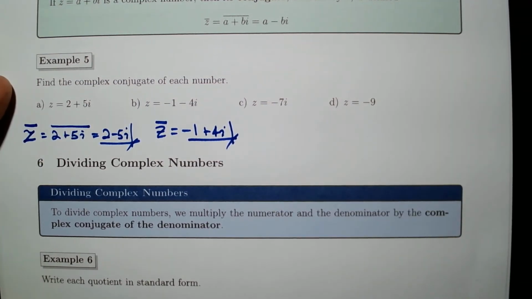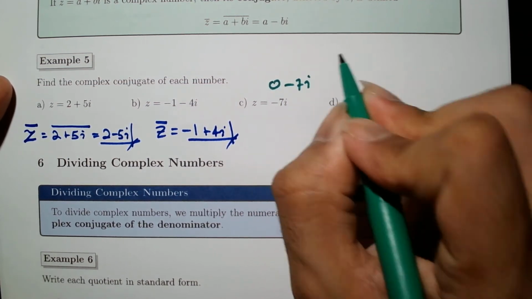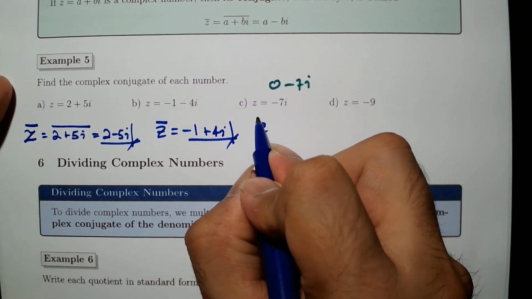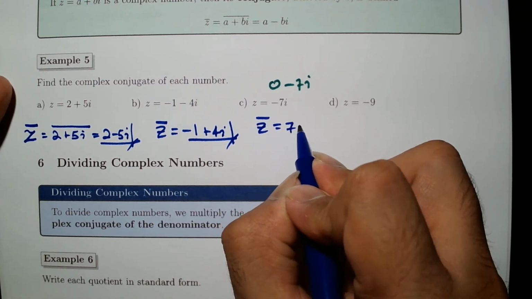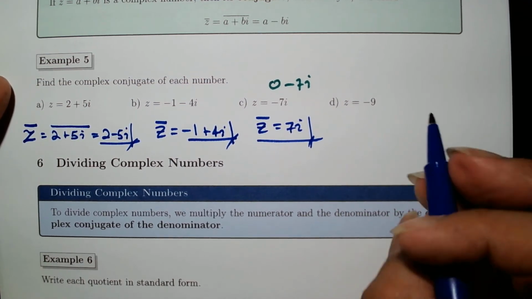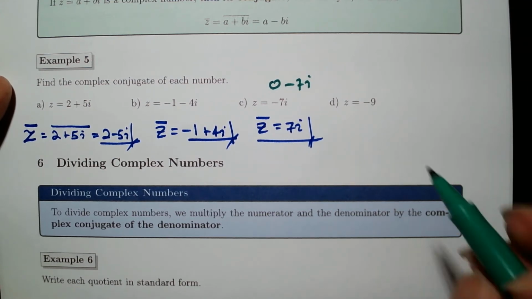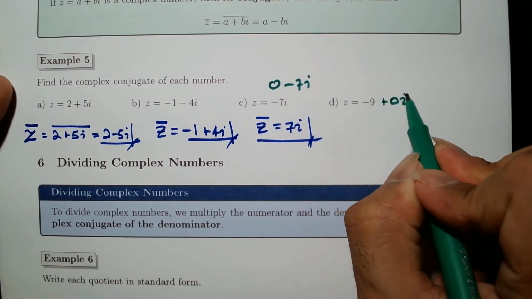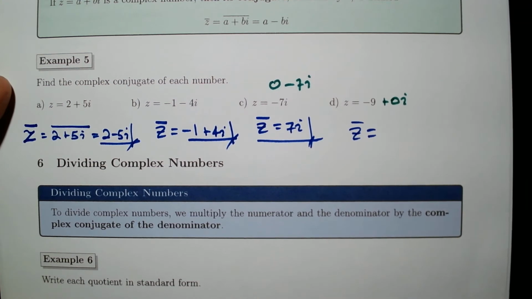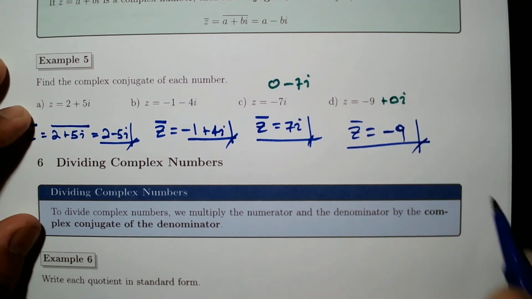Now this one right here, be careful, this is the same as saying 0 minus 7i. So all we do is change the sign of the imaginary part, which is 7i. It turns into positive. And in this case we have z equals negative 9, but that negative 9 is the same as saying negative 9 plus 0i. Alright, so if we find the complex conjugate of this, well, negative 9 minus 0i, it's still negative 9. It doesn't change at all.